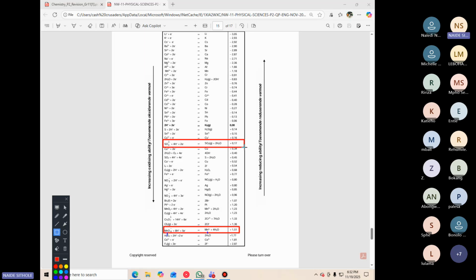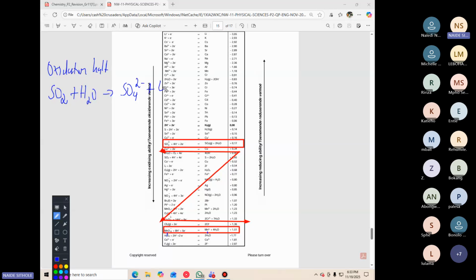So since it's up there, we understand why SO2 changes to that. Because again, applying the Z method, oxidation we write from right to left, and reduction from the left to the right. So that means if we had to write the oxidation half, how would it look? It would be SO2 plus H2O to give us what? SO4 2 minus plus 4H plus 2E.